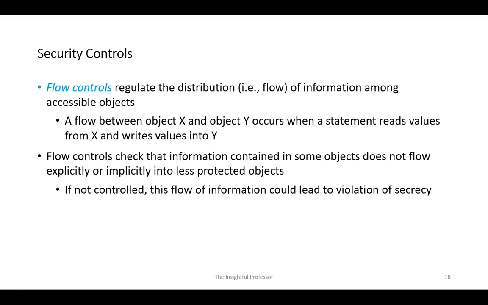Flow controls serve to regulate the distribution or the flow of information among accessible objects. A flow between some object that we might refer to as X and some other object that we might refer to as Y occurs when a statement reads values from X and writes values into Y. X and Y, in this case, could very well be different files. I read a value, a record, some data from file X and deposit it or write it into file Y.